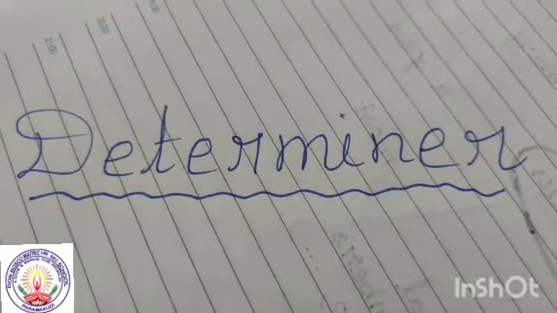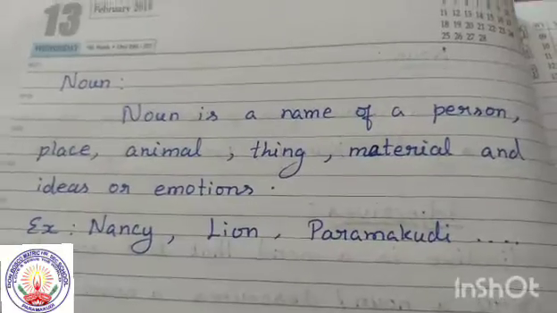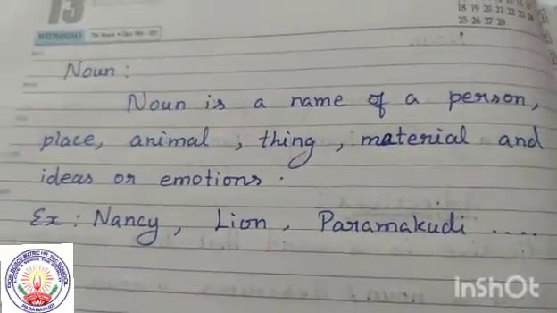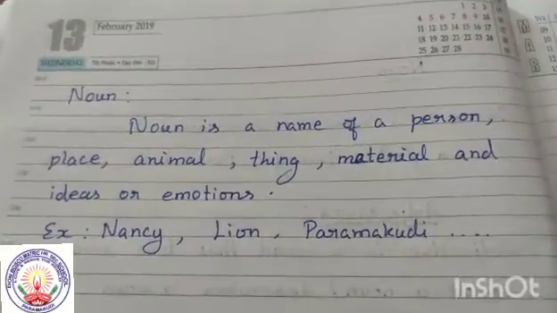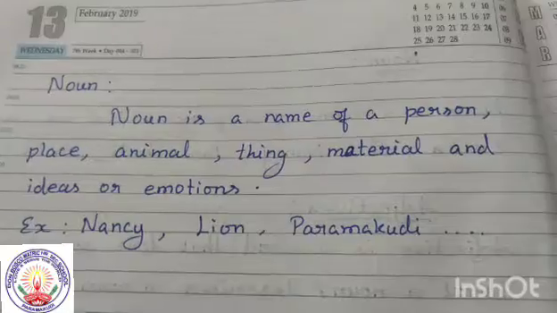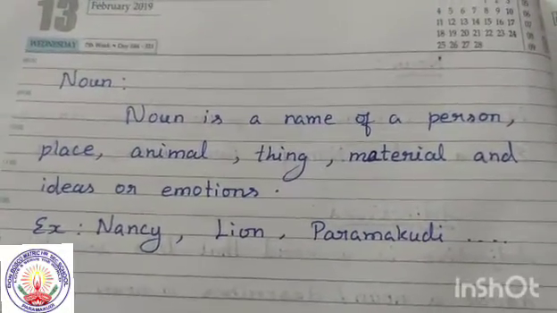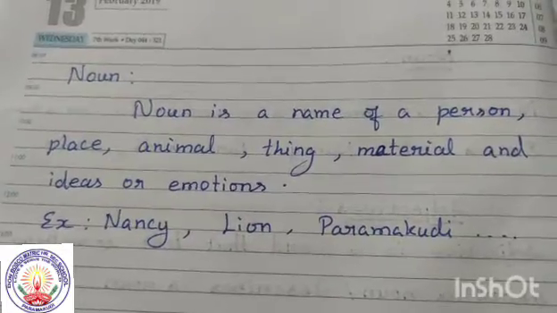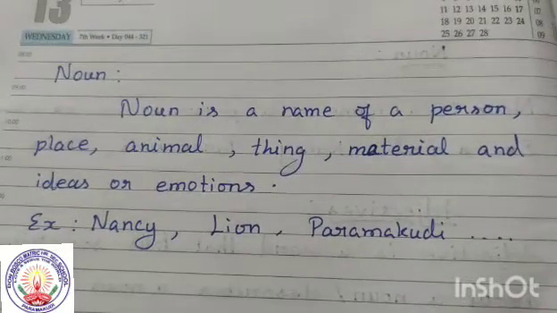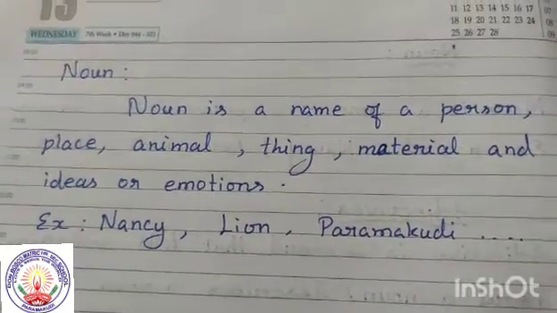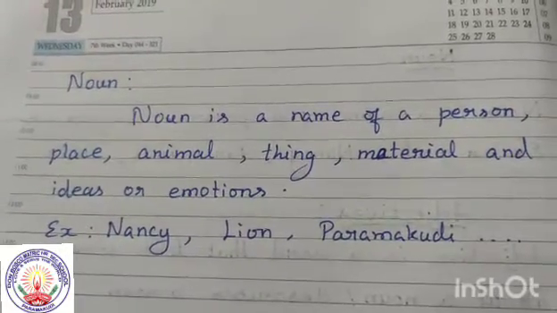So before you learn about the determiner, let us recall noun and adjective. In 6th standard you have studied about noun and adjective. Noun is the naming word. What is the definition of noun? Noun is the name of a person, place, animal, thing, material and ideas or emotions. For example, Nancy, name of a person. Lion, name of an animal. Paramakudi, name of a place.